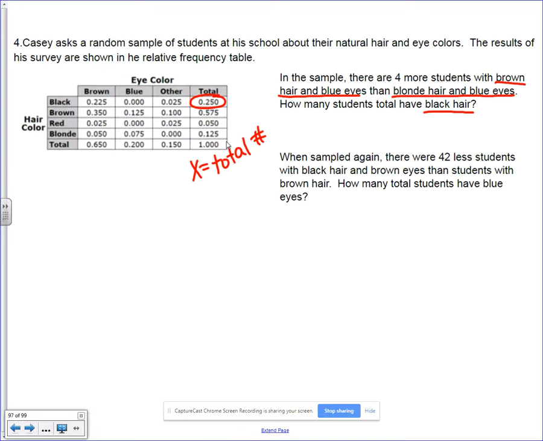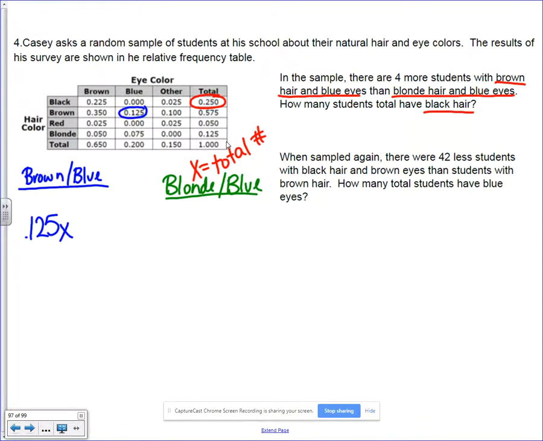Okay, and now I'm going to write an equation. It says brown hair and blue eyes. Well, brown hair and blue eyes is right there. So I think I'm going to write it maybe down here. This is brown with blue, and I have 0.125 times x, because that would be my total. That would give me the number of kids that have that. Now let's go blonde with blue, which is this one right here, 0.075 times x. That would give me my number.